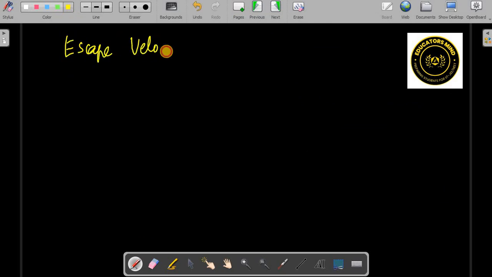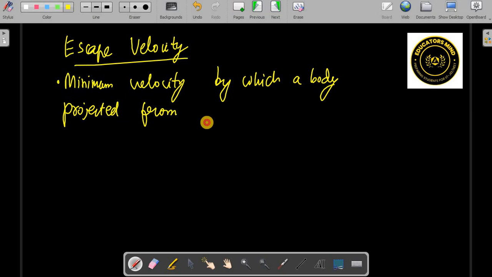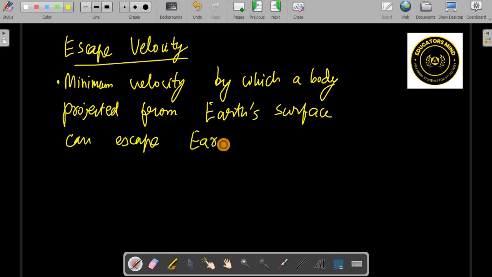Escape velocity. What is escape velocity? It is the minimum velocity by which a body projected from Earth's surface can escape Earth's gravity.